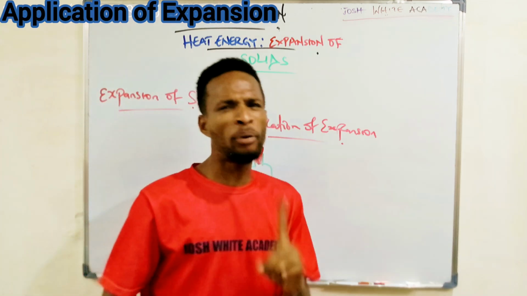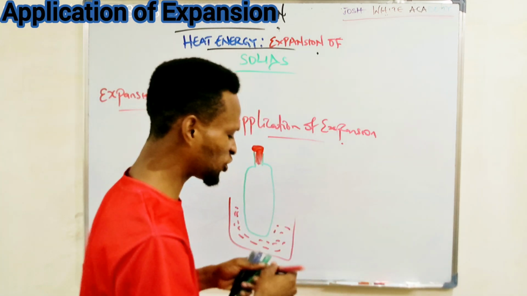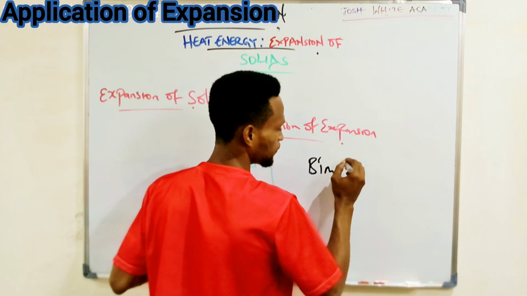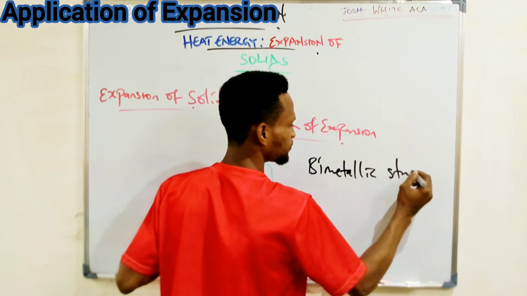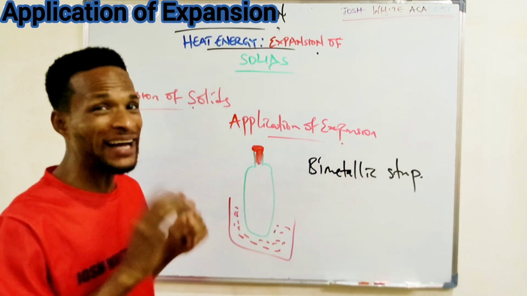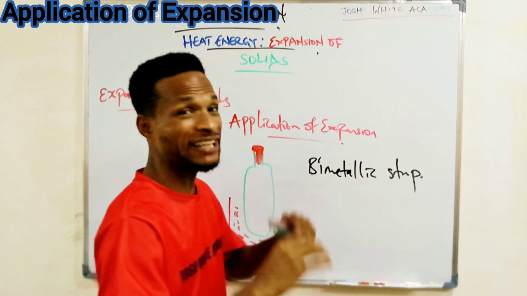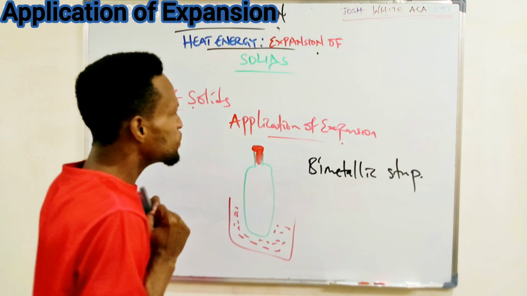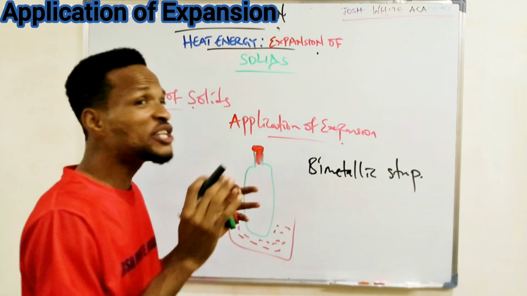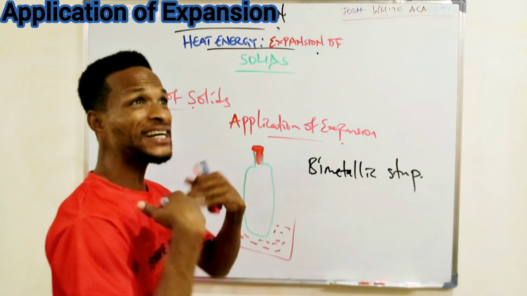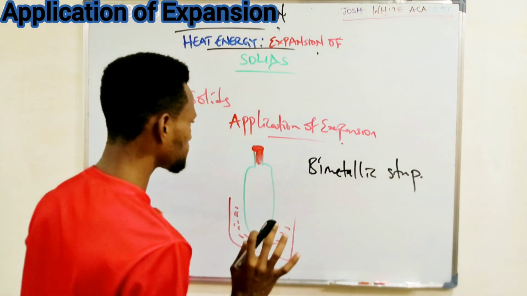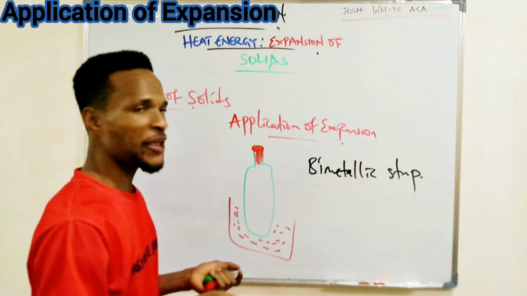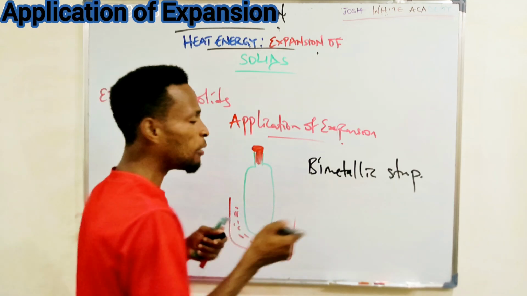Another very important application of expansion is in the bimetallic strip. Now, bimetallic strip, as the name implies, bimetallic. That means there are two metals that are riveted together. That means they are joined together. And most times they use two different metals whose rate of expansion differs. A classical example is between brass and iron. Brass expands more than iron.